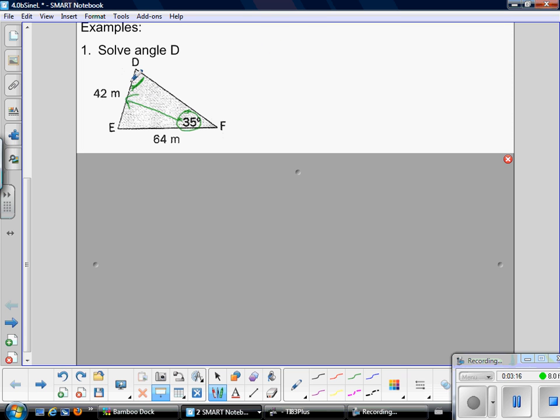Now this triangle has D's, E's, and F's, so obviously that's the way I have to put my formula. I'm going to use the first formula. I'm going to write the sine, as soon as it lets me do that, which it doesn't want to. Sorry, technical difficulty.